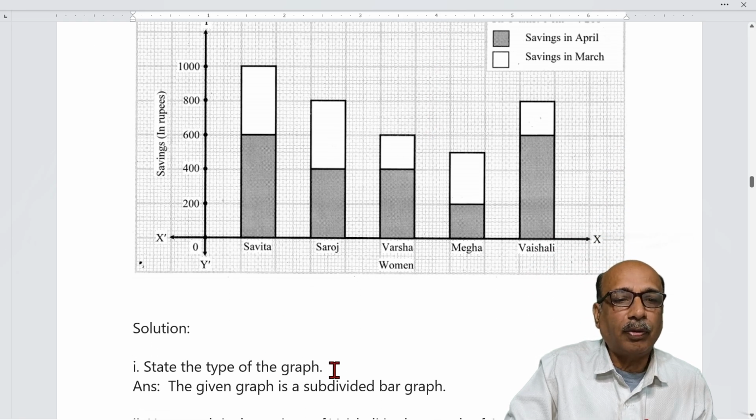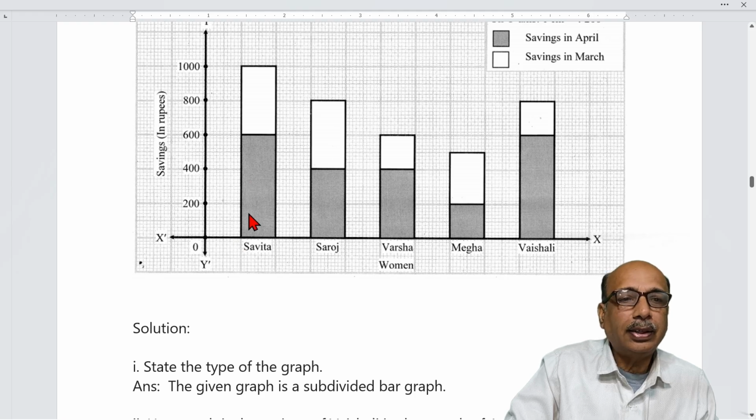State the type of graph. What type of graph? Subdivided bar graph. Why subdivided? It is divided into two parts. Bar graph you know very well. It is here divided into two parts. One is for saving in April, another is for saving in March.